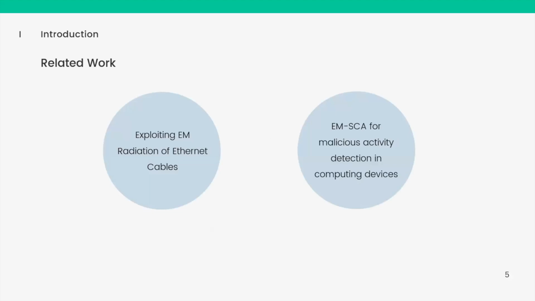So when I talk about the related works to this particular research, it could be divided into two groups. First one is exploiting EM radiations of Ethernet cables. So there are researchers where they have exploited radiation of cables mainly for the attacking purposes, to create covert channels, papers like Lantana, Trust the Wire, such papers. And there's another part where they have used electromagnetic side channel analysis for malicious activity detection in computing devices like mobile phones and IoT devices. So papers like Evidence are for that.